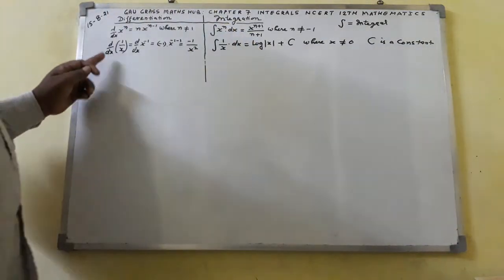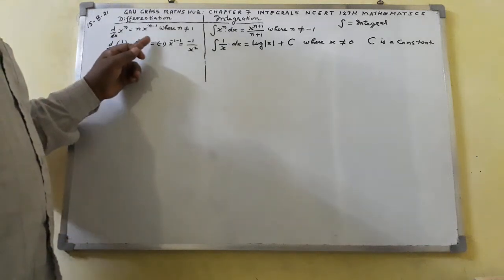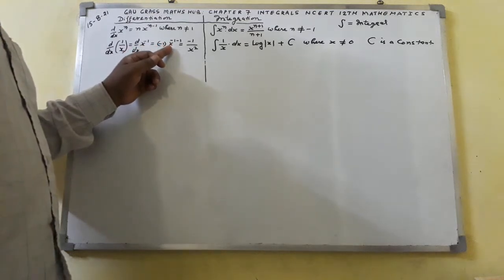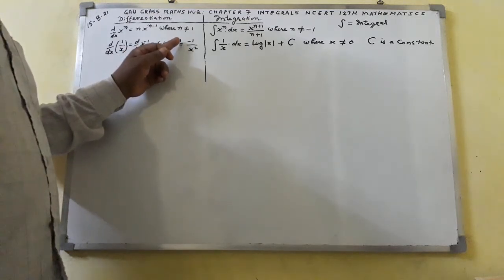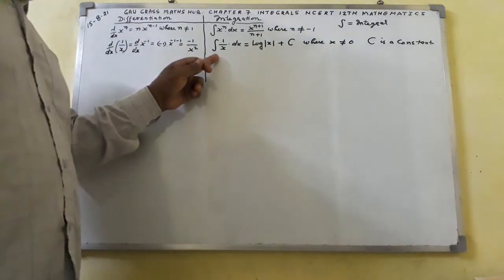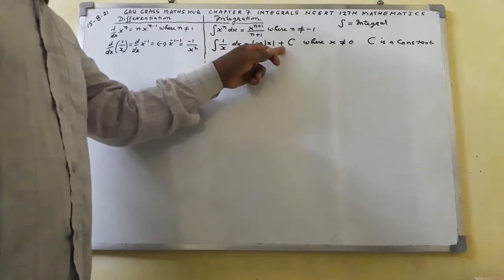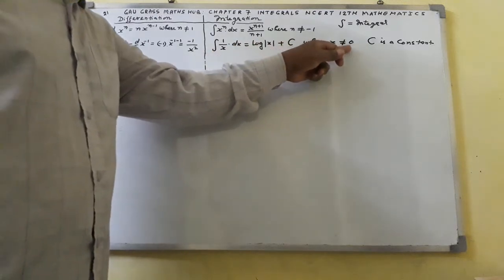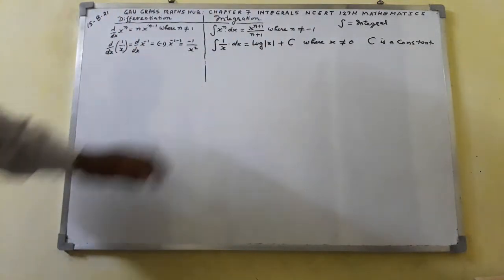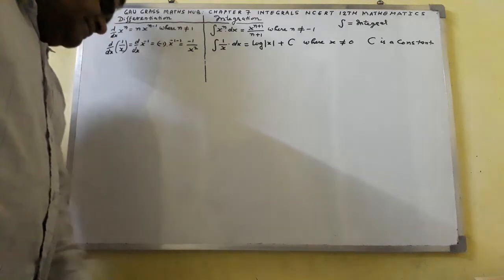d over dx of 1 over x equal to d over dx of x raised to the power minus 1 equal to minus 1 dot x raised to the power minus 1, we will get here minus 1 over x square. Integral 1 over x dx equal to log mod x plus c, where x is not equal to 0, c is a constant. This is the formula you must remember.